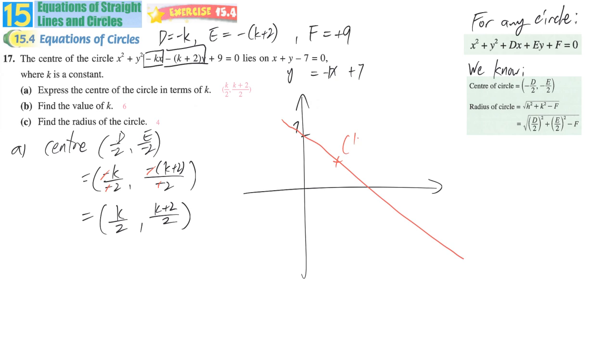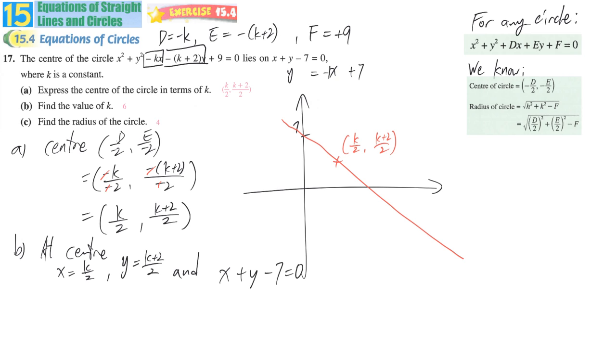So they say that the center lies on this line. The center may be here, k over 2, k plus 2 over 2. Whenever we say that there is a point lying on this line, that means this x-y combination, when x is k over 2, when y is k plus 2 over 2, fulfills this requirement. That means you can substitute the data inside. So, at center, x equal to k over 2. At the same time, y is equal to k plus 2 over 2. And it lies on x plus y minus 7 equal to 0. Lie on means fulfill this requirement.